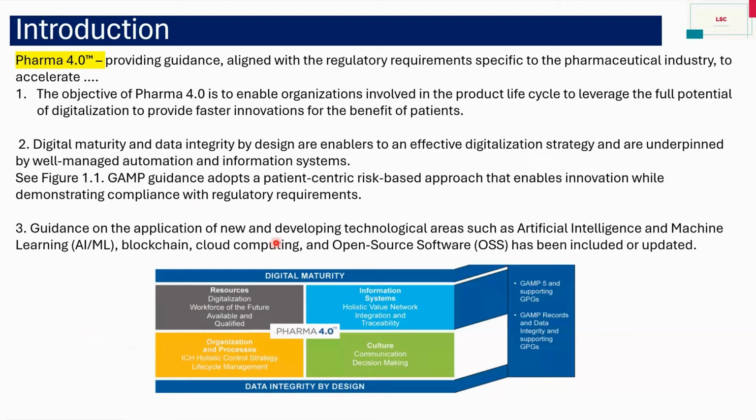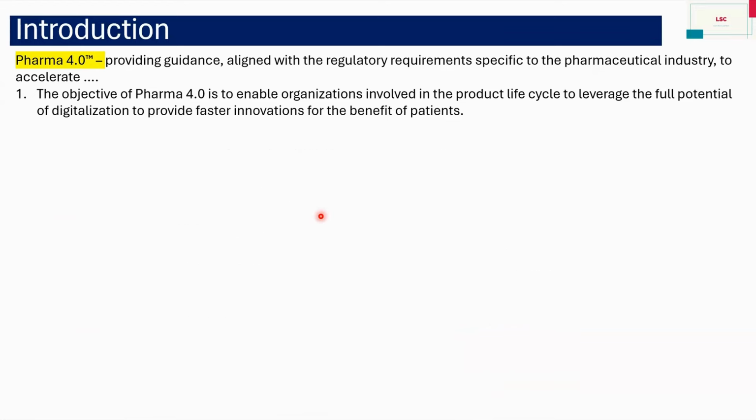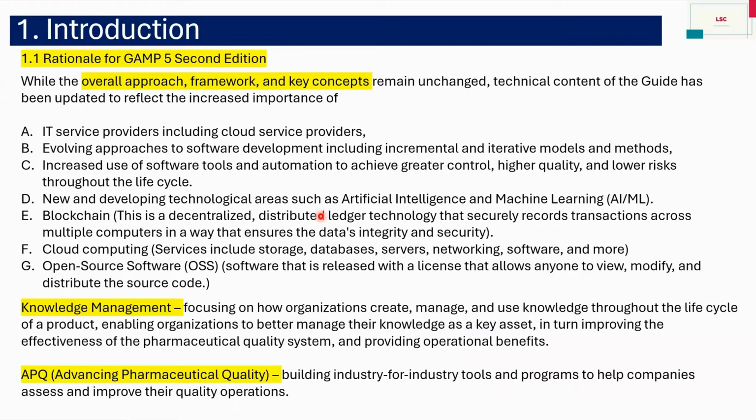Guidance on the application of new and developing technology areas such as AI and machine learning, blockchain, cloud computing, and open source has been included and updated, which we already see in this part of the rationale.